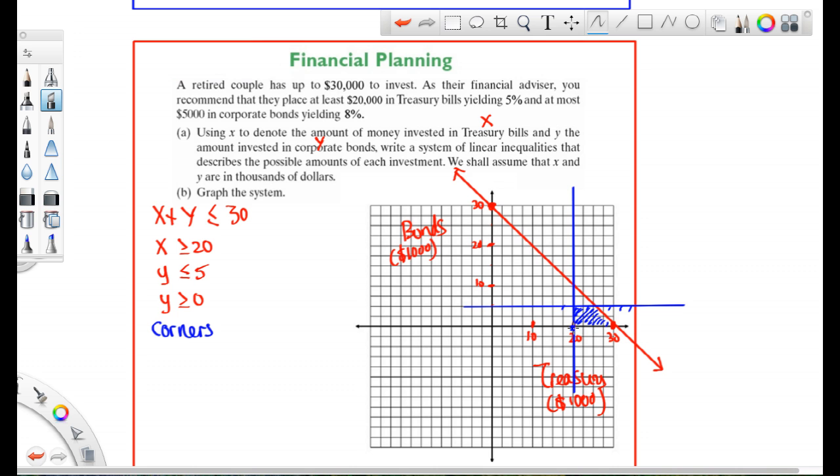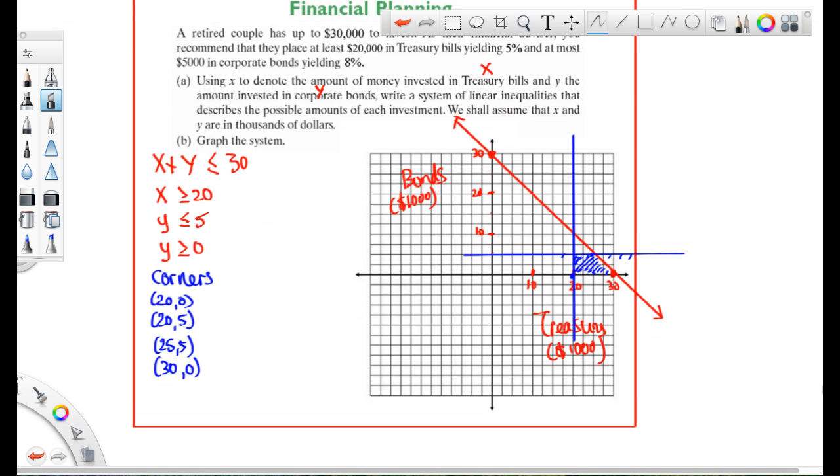So what do we have for our corners? We have 20, 0. We have 20, and then that one was 5. And we have the intersection here, which looks to be 25 and 5, right? And then we have one more here at 30 and 0. So those are the corners. In this case, I didn't put them on there because I really didn't have enough room. But that is the system, and in a word problem like this would often be called the feasible region. And so the feasible region is the shaded area that I have over here. And that's it. Thanks.